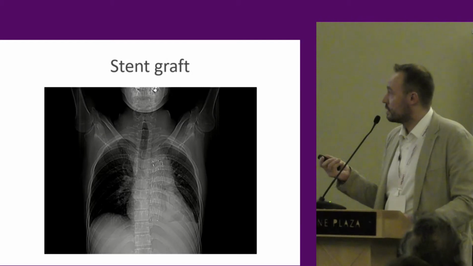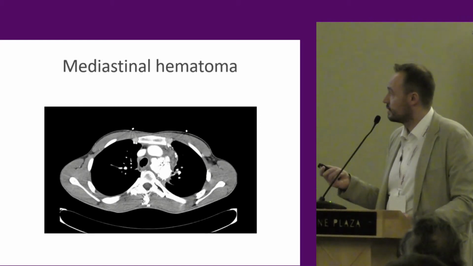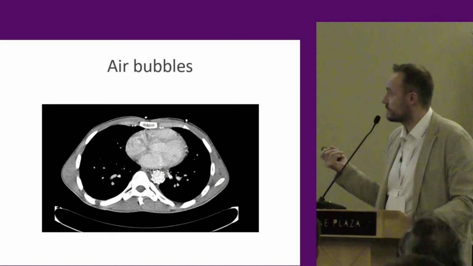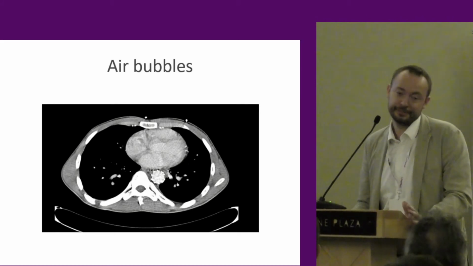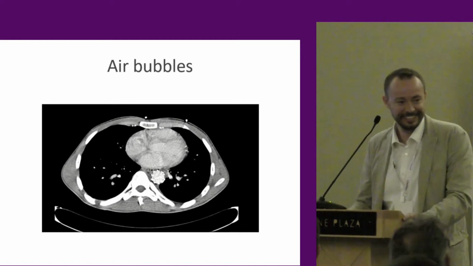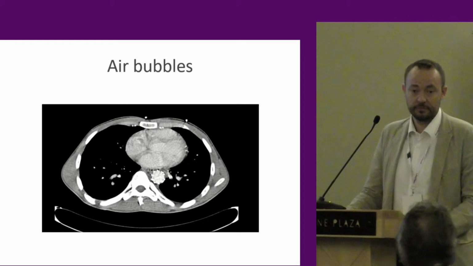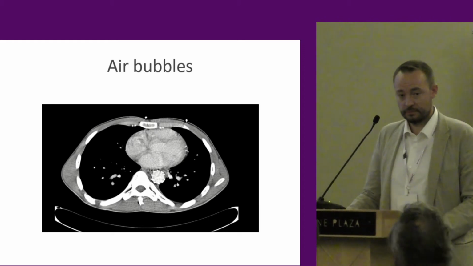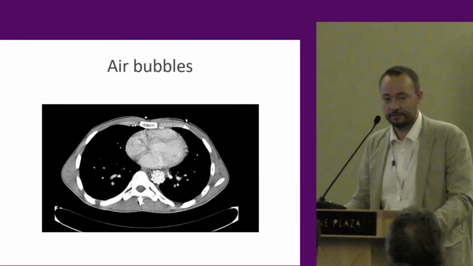So this is the stent graft. This is the CT of aortic rupture. This is the CT of mediastinal hematoma, and these are the air bubbles. I think this is easy for you. I think the correct treatment, and now we need to wait and see what happened. Okay. Because it's very similar to the case I demonstrated with the movie.